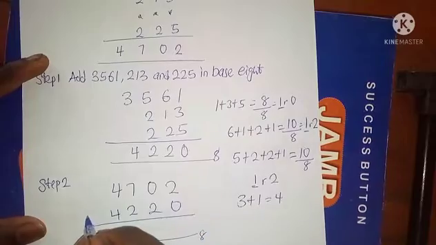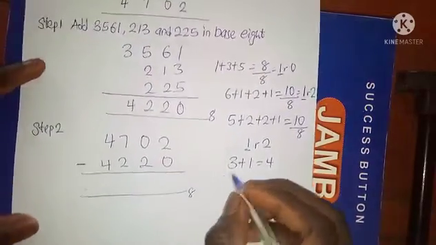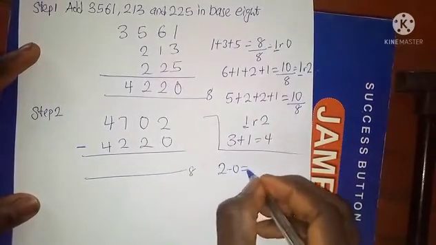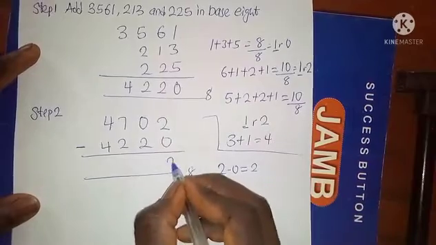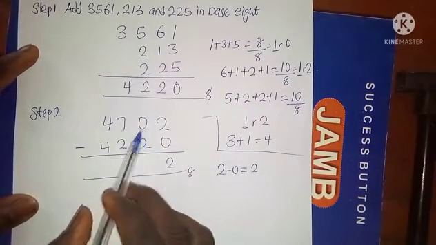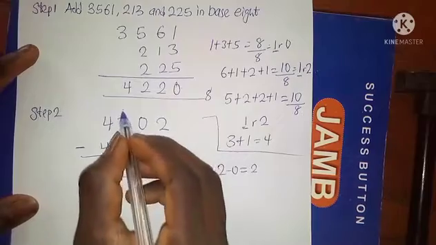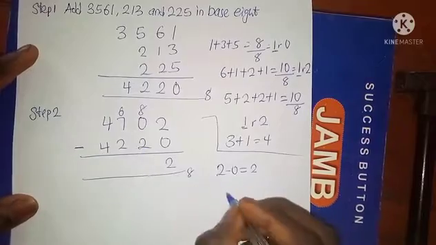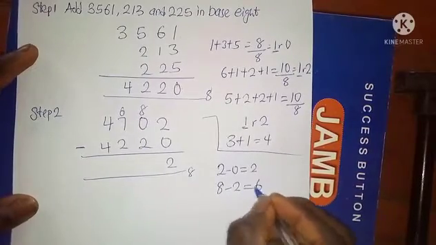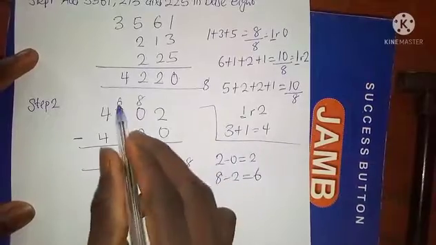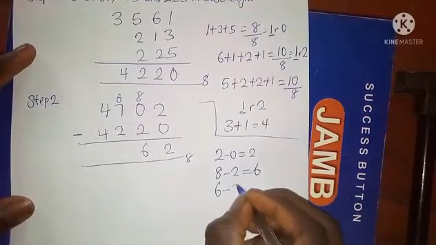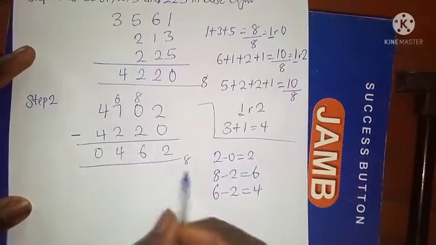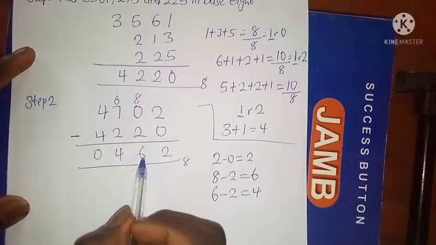Base 8. So we are to subtract. It's very simple to subtract. So 2 minus 0, this is 2. We are going to write 2. Now 2 cannot go in 0. We have to borrow 1 from this 7. So this one will remain 6, and this will be what? 8. Actually, I said this is base 8. So we are having 8 minus 2, which is equal to 6. So we are going to write 6. We have 6 in this place. So we are having 6 minus 2, which is equal to 4. We are having 4, and this is 0. So the missing number is 462.